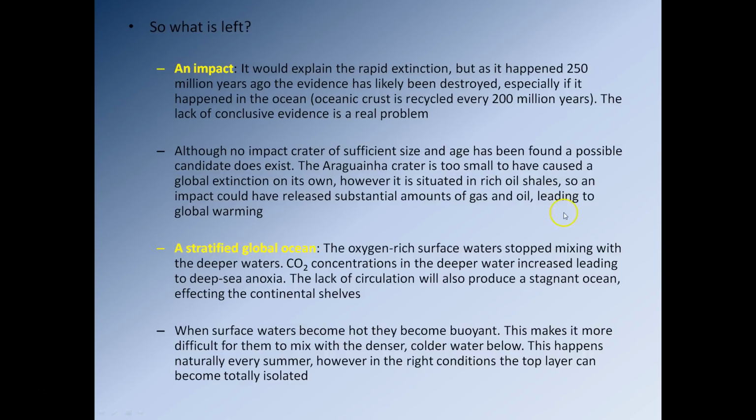So the stratified global ocean model says that the oxygen-rich surface waters stopped mixing with deeper waters in the oceans, and this means that carbon dioxide concentrations in deeper water increased, leading to deep sea anoxia. All the oxygen-using organisms that respire in deeper waters obviously started to use up the oxygen, but it wasn't being replaced, and so eventually the oxygen becomes exhausted, at which point these deep waters become anoxic.